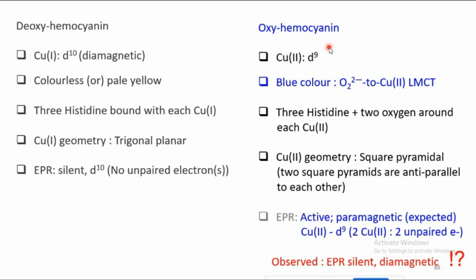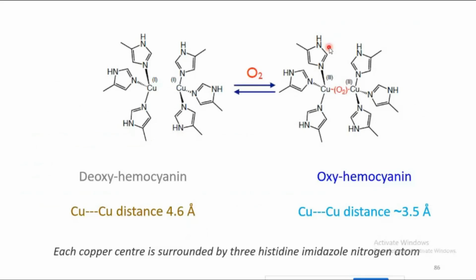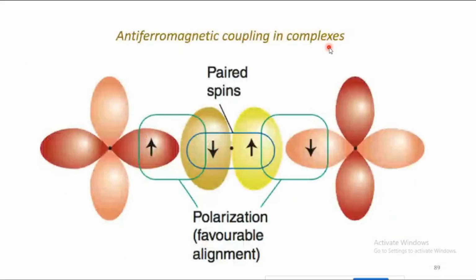each copper center is having one unpaired electron, a total of 2 unpaired electrons. But it is not at all paramagnetic. While we are measuring the magnetism as well as recording the EPR spectra, it does not give any signature. From that, we can come to the conclusion that here also the copper distance decreases when the two coppers are connected via the molecular oxygen, from 4.6 to 3.5 angstrom. The antiferromagnetic coupling will operate, and that will result in the diamagnetic nature of the copper 2 centers in the oxyhemocyanin.